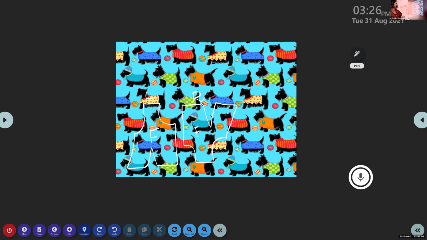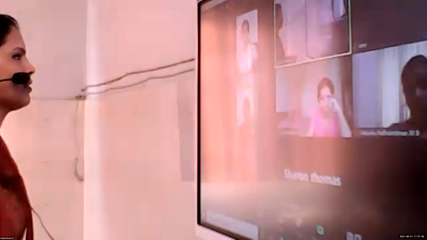Of course, the difference is that in the right side pattern, the dogs will be upside down, whereas in the left side pattern, they will be straight. Right? That is the difference. So that is what you're supposed to take care of.